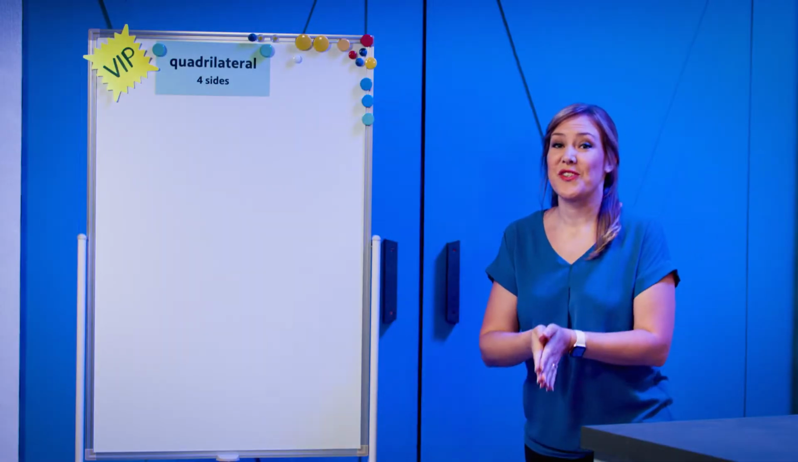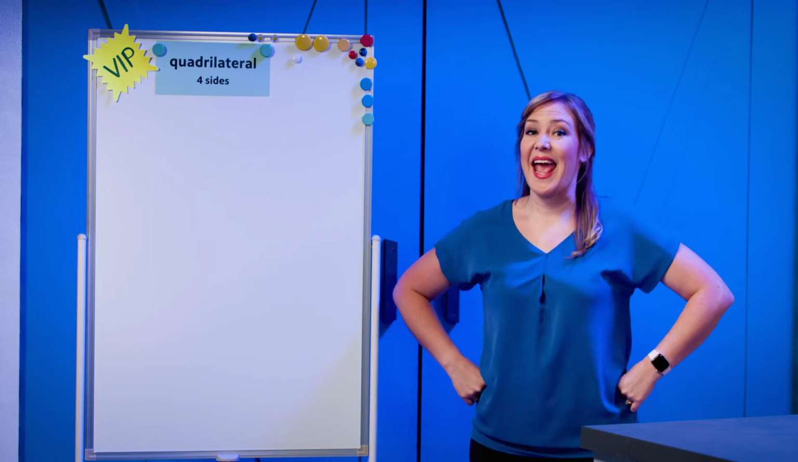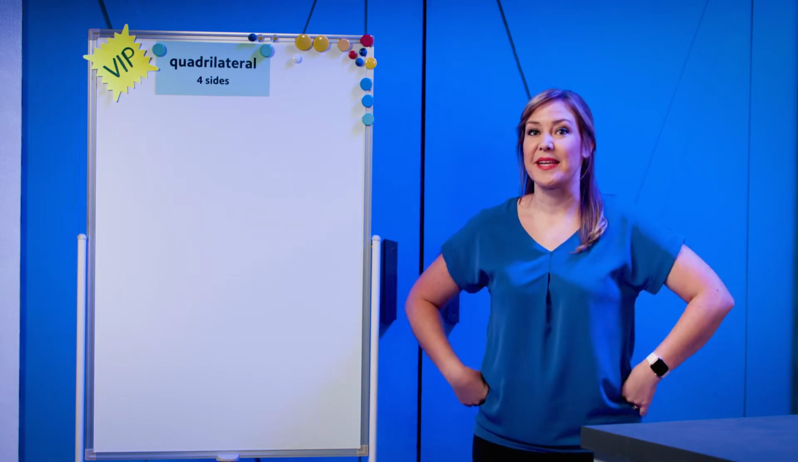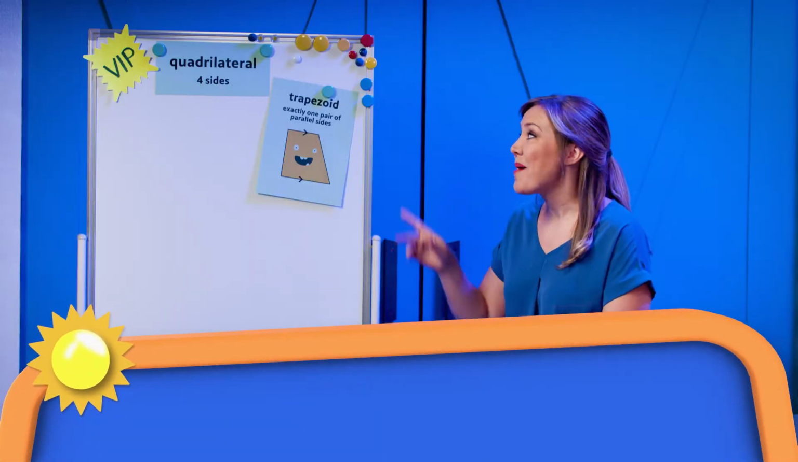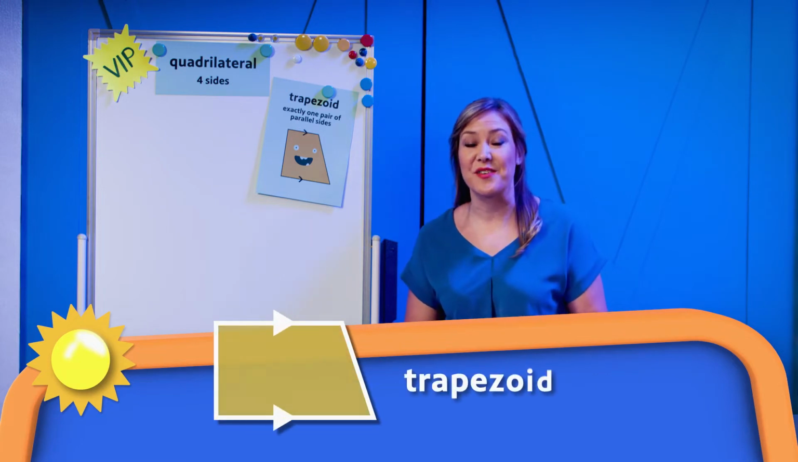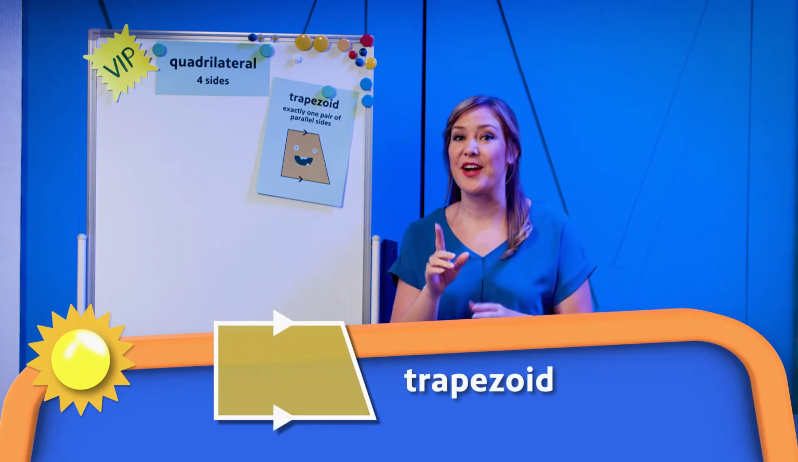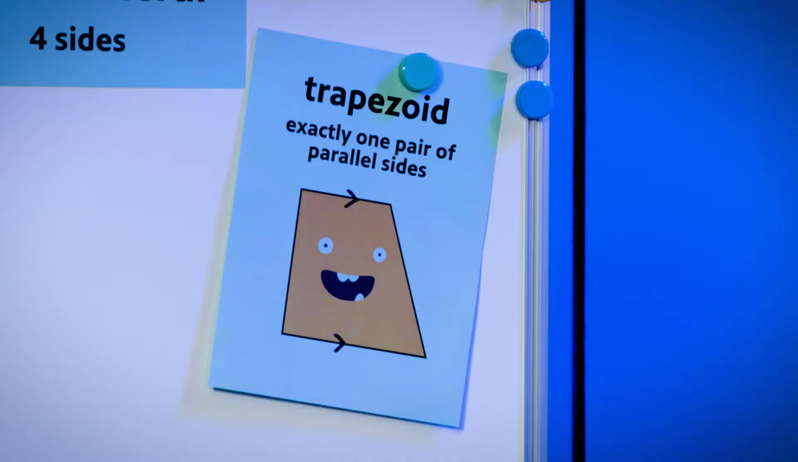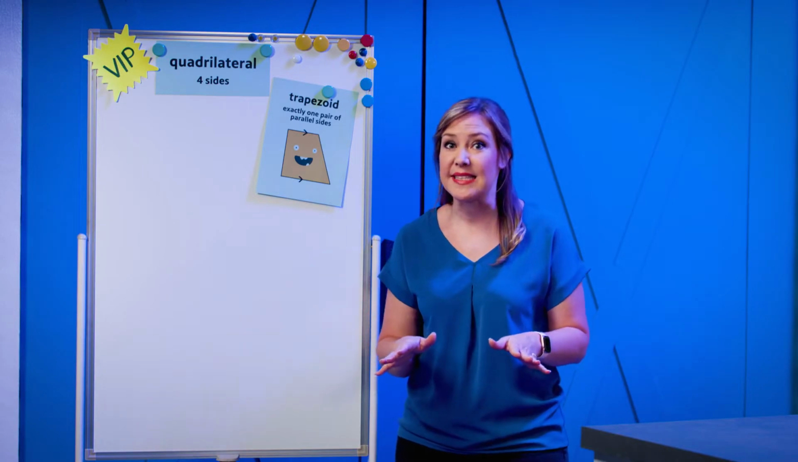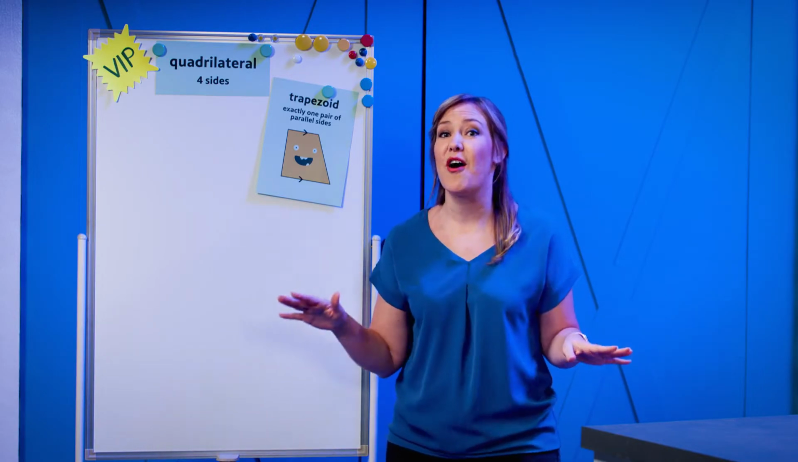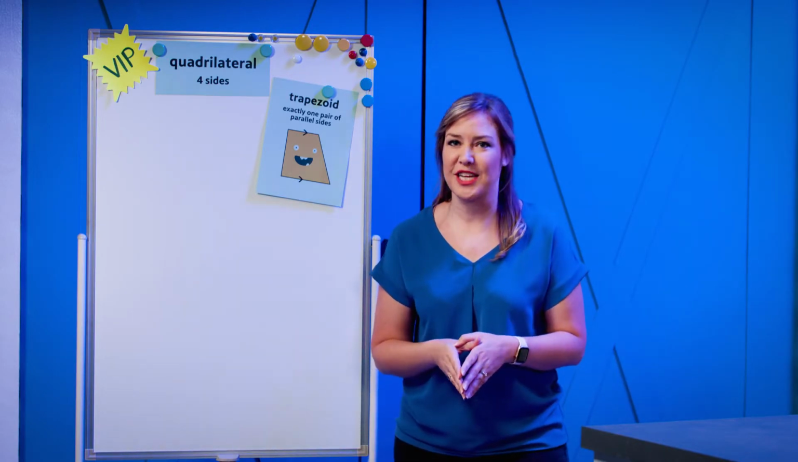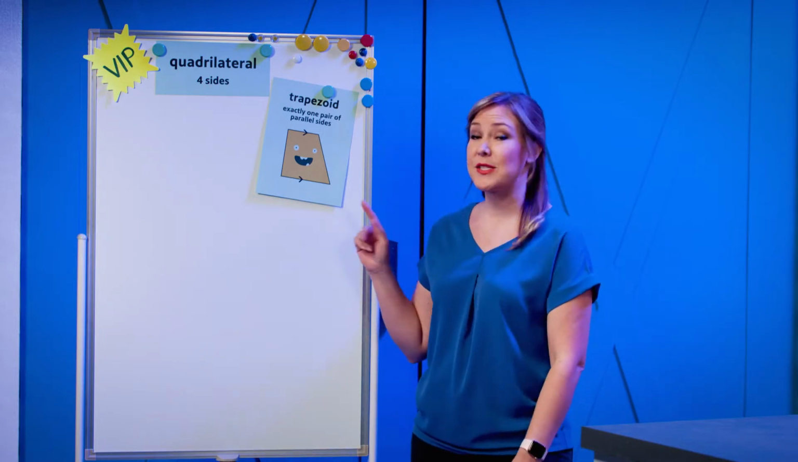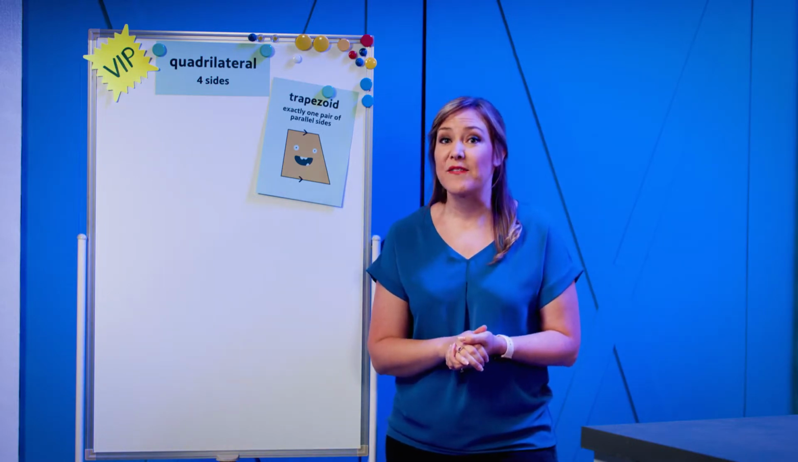Now, the first quadrilateral we're going to investigate today is the trapezoid. Now, a trapezoid is any quadrilateral with at least one pair of parallel sides. So anytime you see arrows on the opposite sides of a shape, it means that the sides are parallel to each other. And parallel means that if those sides were lines that went on forever, they would never touch each other. So in a trapezoid, at least one pair of its sides are parallel.